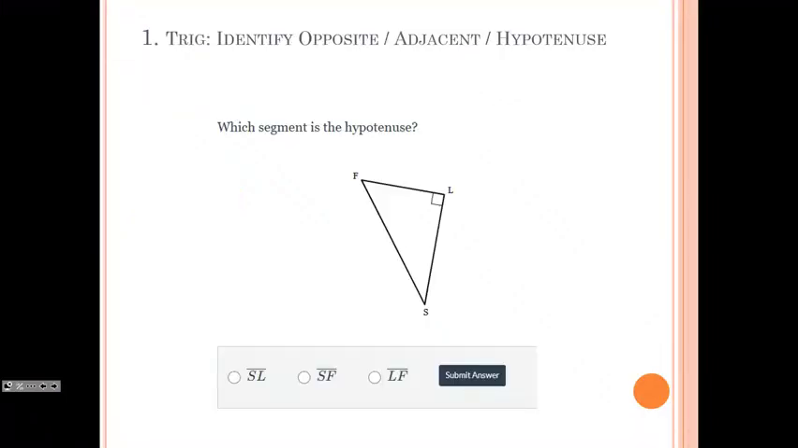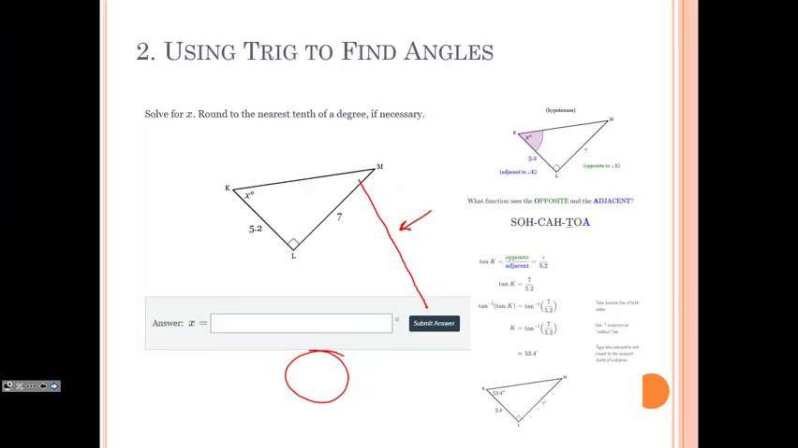Okay, here we go. First question: which segment is the hypotenuse? The hypotenuse is directly across right here. So it's going to be SF.